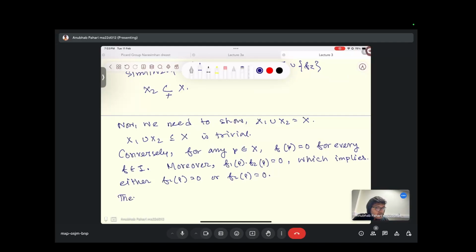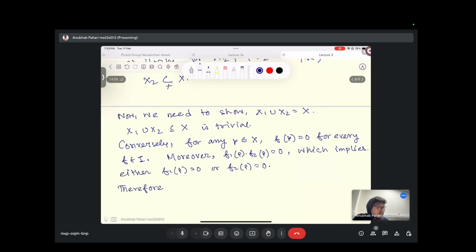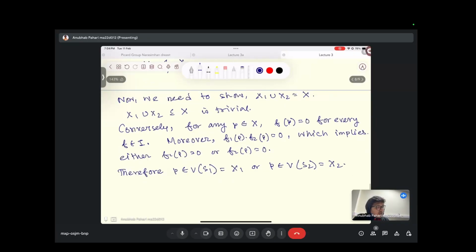Therefore, p belongs to V(S1) equals X1 or p belongs to V(S2) equals X2. So this implies X is contained in X1 union X2. So we are done.